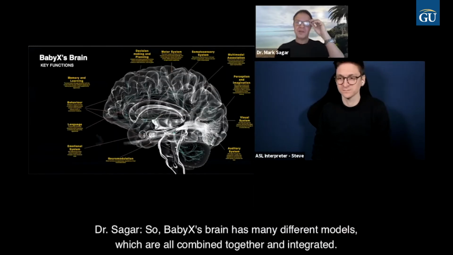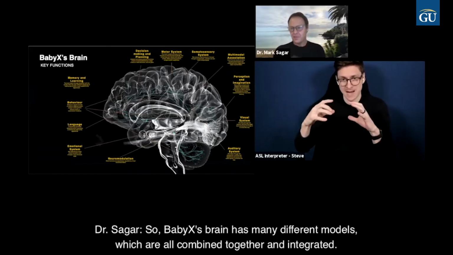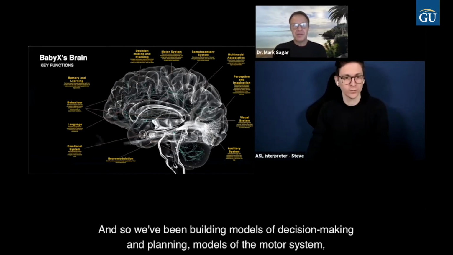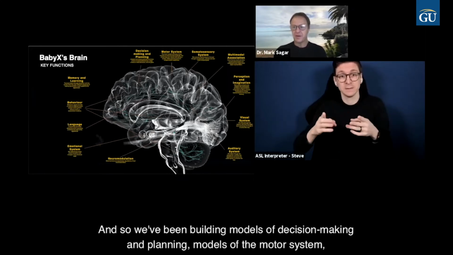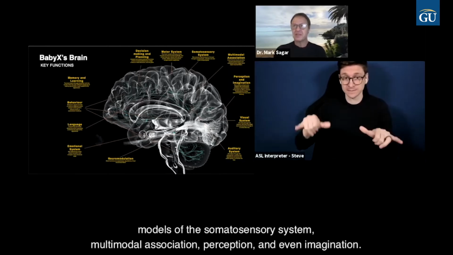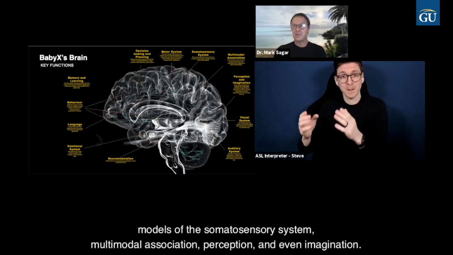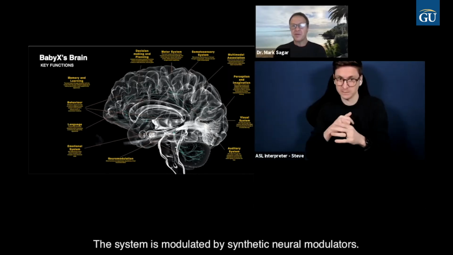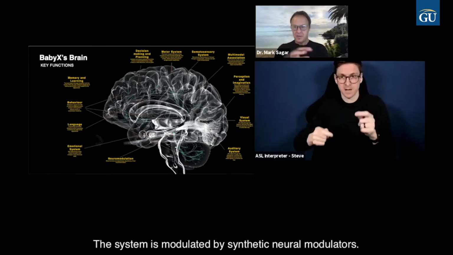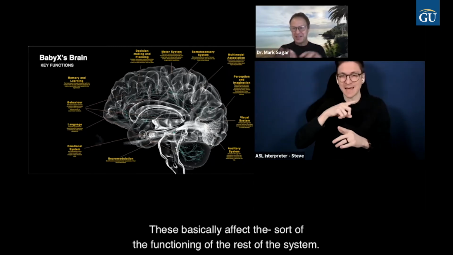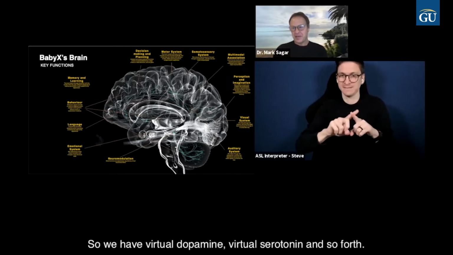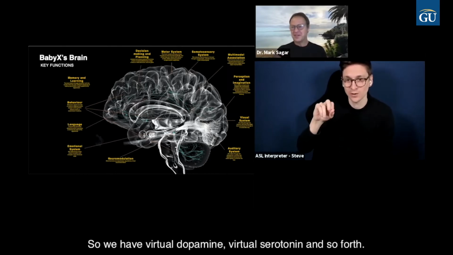So Baby X's brain has many different models which are all combined together and integrated. And so we've been building models of decision making and planning, models of the motor system, models of the somatosensory system, multimodal association, perception, and even imagination. The system is modulated by synthetic neuromodulators. These basically affect the functioning of the rest of the system. So we have virtual dopamine, virtual serotonin, and so forth.